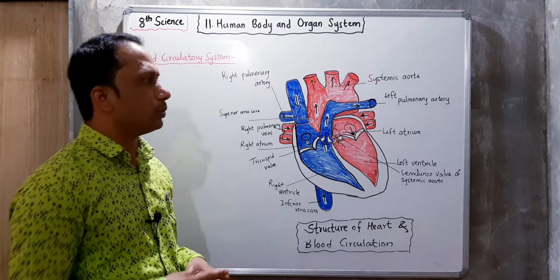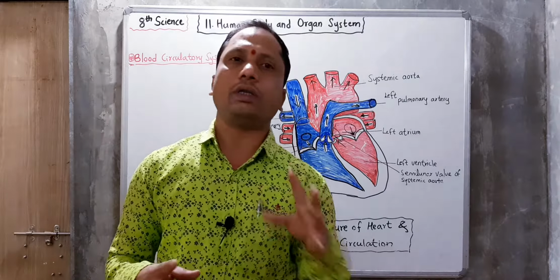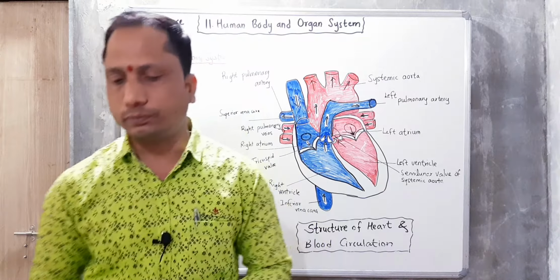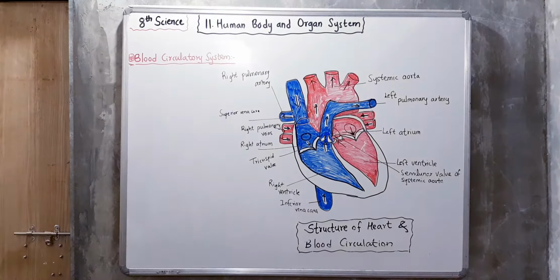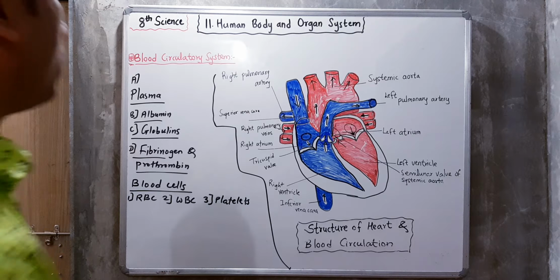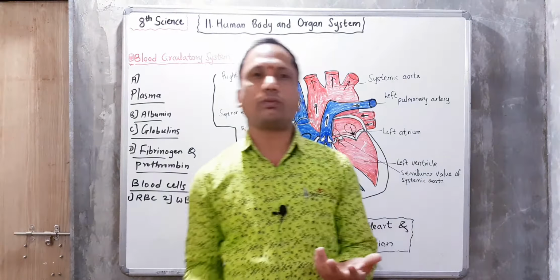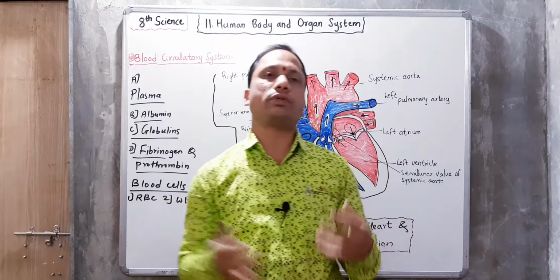So this is a very simple structure of the heart, and this heart is an involuntary cardiac muscle. Don't forget this thing. We'll learn about the different processes of the blood circulatory system which are carried out by the heart.